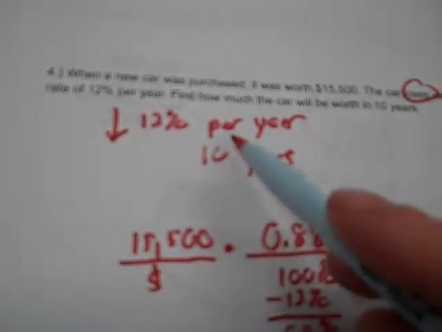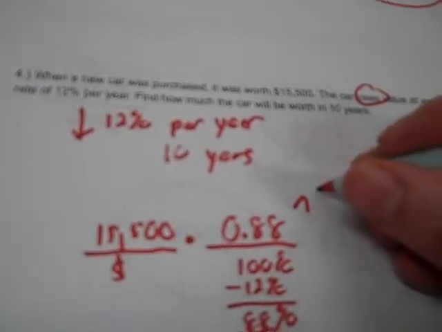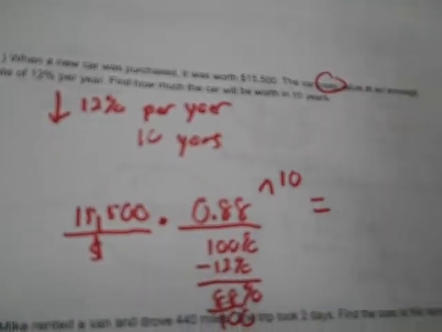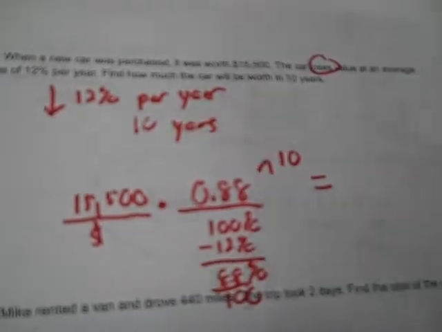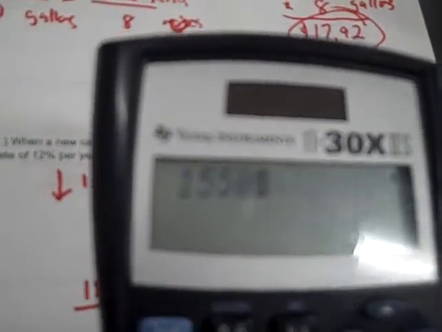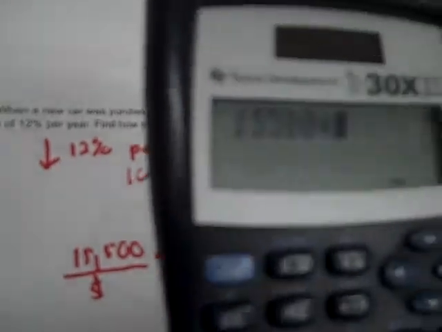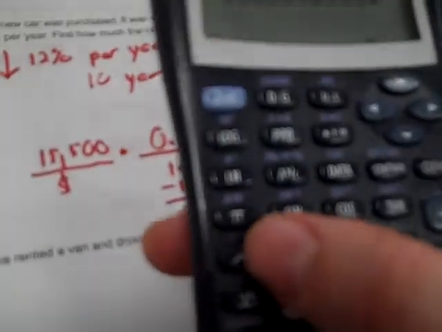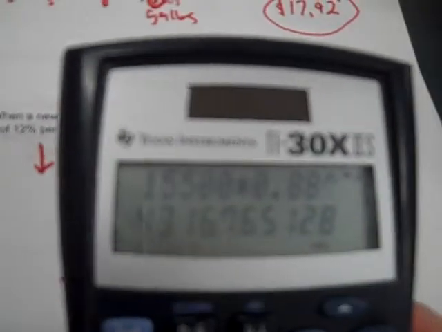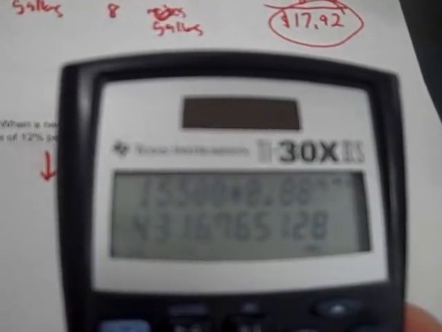Now again, that happens per year for 10 years. Okay, so to the 10th power, and that equals my price. So 15,500, because it has 88%, and then to the power of 10. Okay, it's going to be worth $4,317.77.